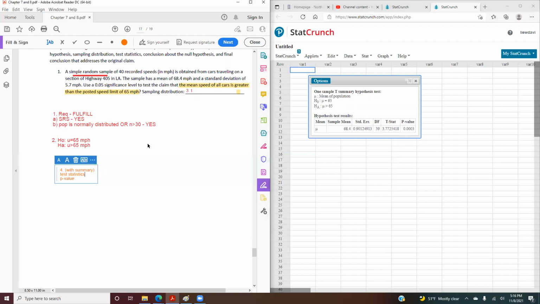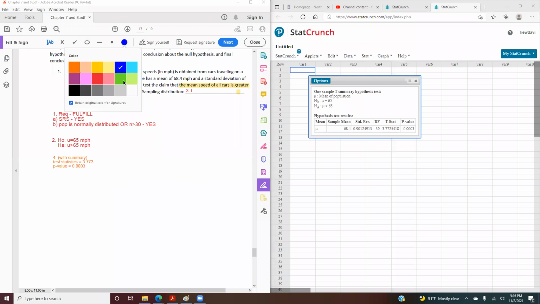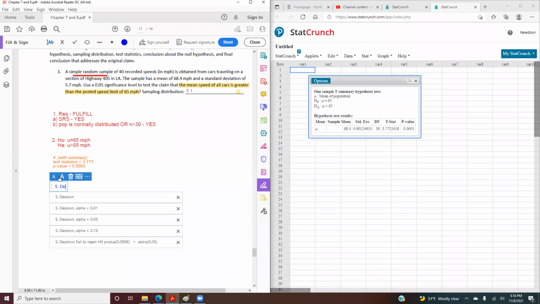So what is the test statistic in this case? It is 3.773, and the p-value in this case is 0.0003. Okay, so this is your step number 4, where you get your results from StatCrunch, and then the typical same step 5 and step 6 here, which is the decision. So what is your p-value? The p-value is 0.0003, and alpha in this case is given to us as 0.05 in the question.